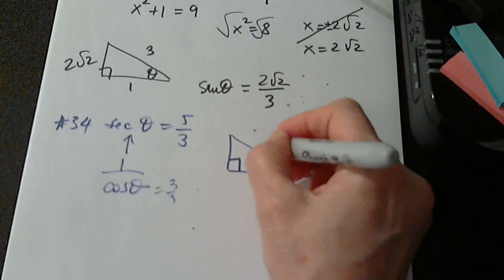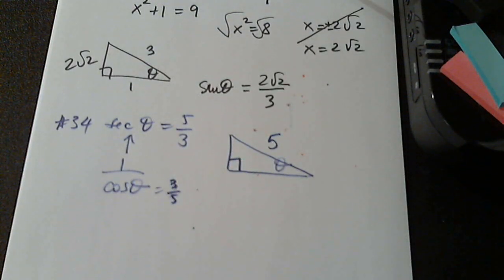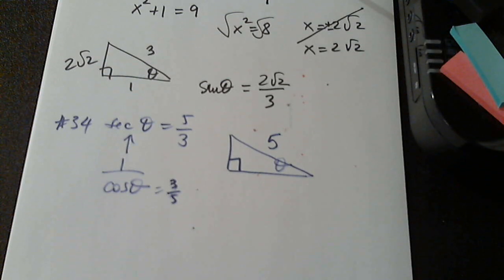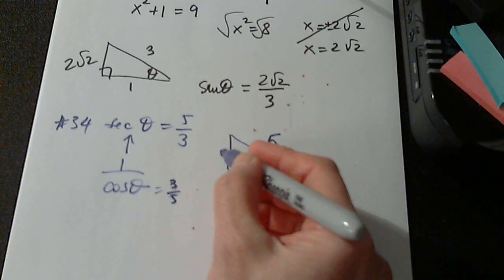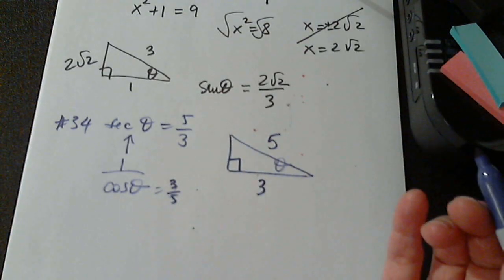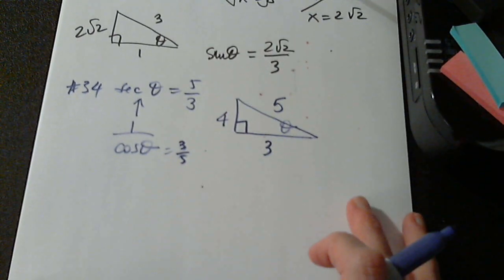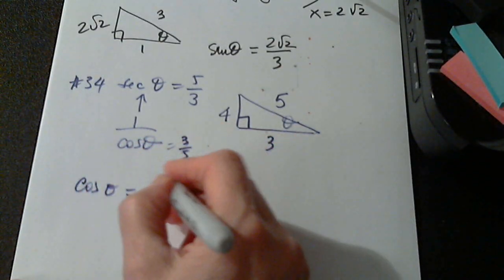I completely agree. And which one is 3? The opposite or the adjacent? Adjacent. Yes. Since these are Pythagorean numbers, what is this, with no calculations? 4. That's it. So now we have everything else. So we have that cosine theta equals 3/5.